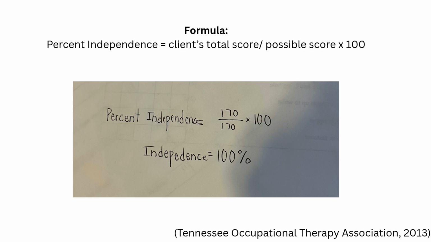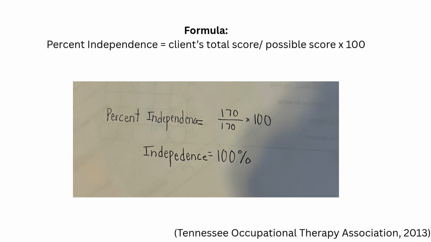Nazareth does not have this assessment on campus, and the assessment is copyrighted, so I do not have access to a scoring sheet. The formula to find the independence of the client is you take the total score and divide by the possible score times 100. So there are 170 behaviors, and the client was able to perform all 170, divided by the total, which is 170, times 100. So therefore, her independence is 100%.